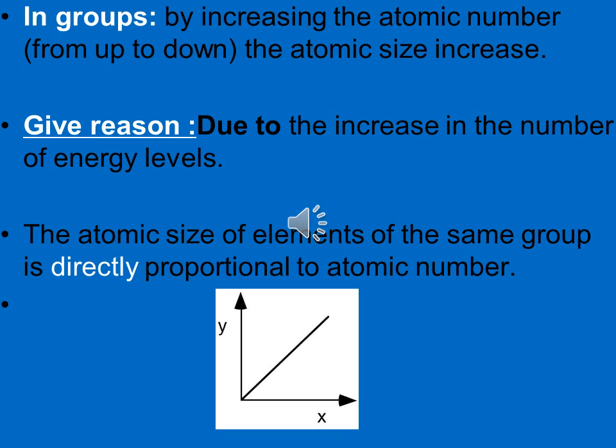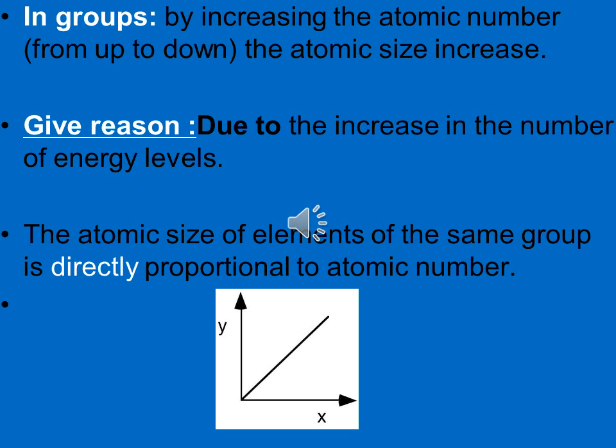In groups, by increasing the atomic number from up to down in the vertical column, the atomic size increases. Why? Give reason. Because by increasing the atomic number, we need more energy levels to distribute the electrons. So by increasing the atomic number from up to down in the group, the number of energy levels also increases. So by increasing the number of energy levels, the size of the atom will be larger.